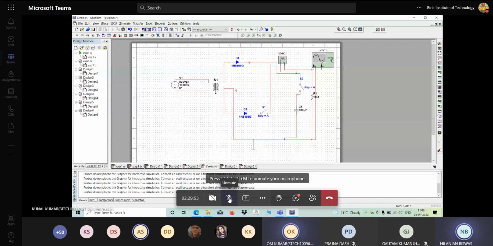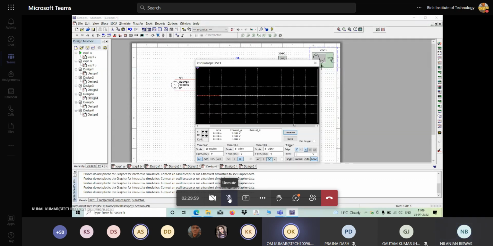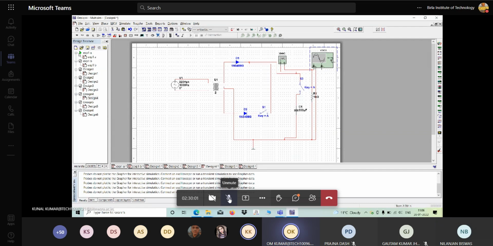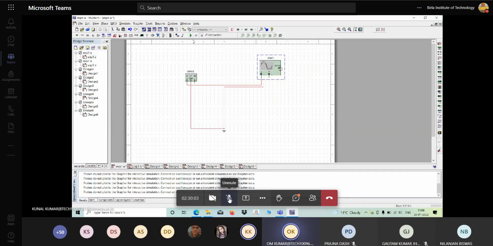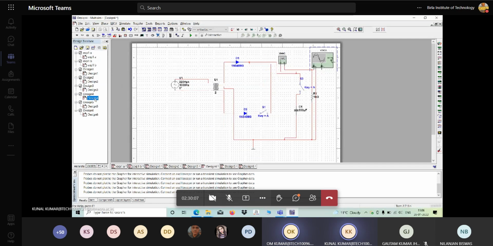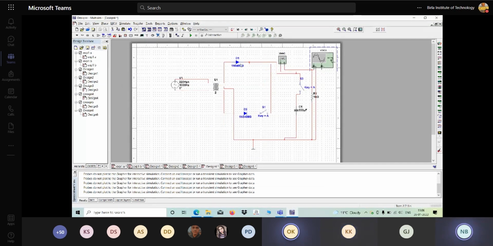Kunal, can you show us the output from the oscilloscope? Wait for a minute, sir. One experiment is running, that's why my other experiment is unable to run. Okay, so you can stop that other experiment, then you can show us. Now run it and show us the output.